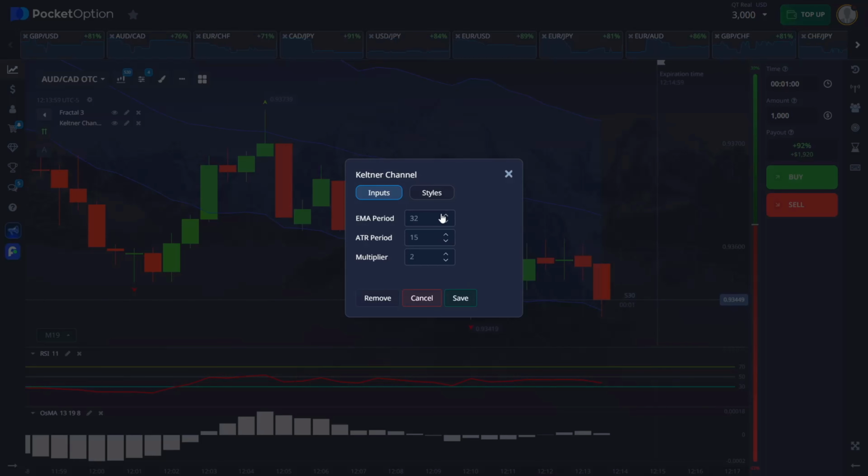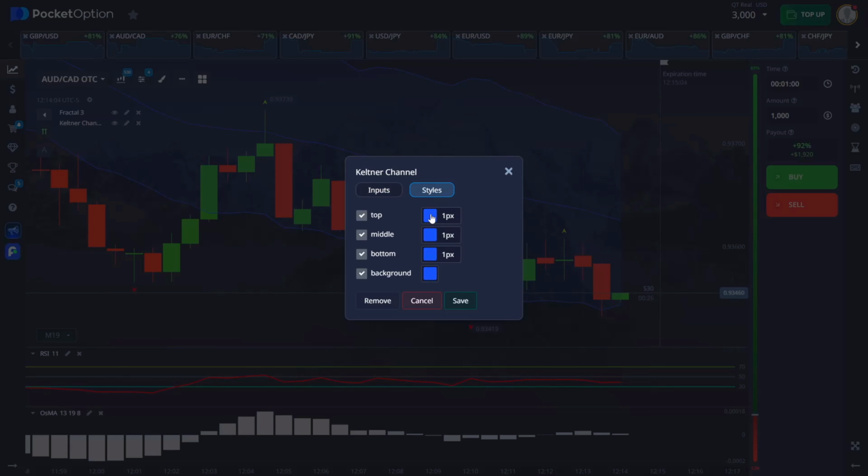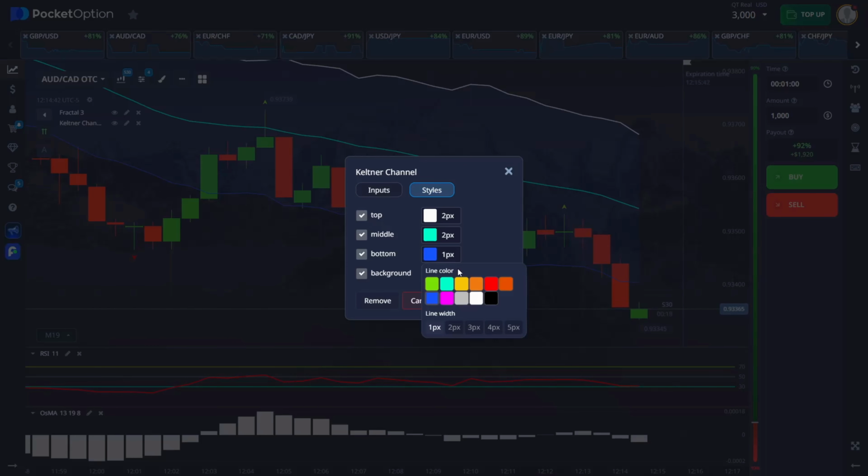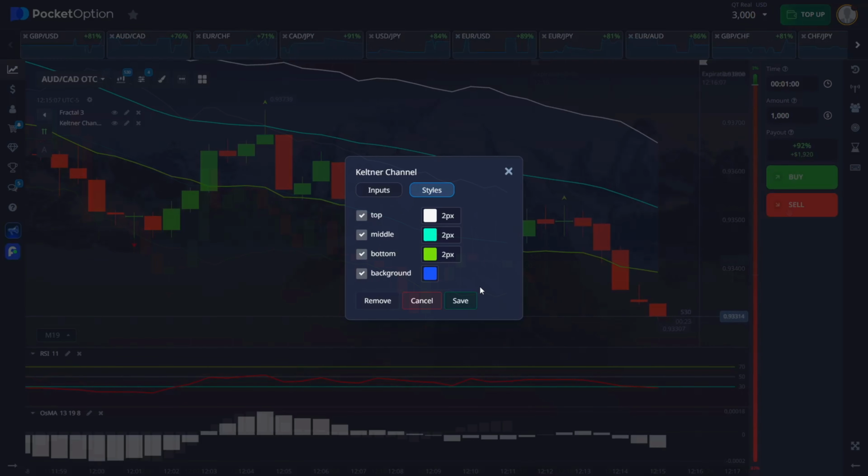Nice. So these are very good settings for this, guys. The colors, you can change the colors if you want. Me personally, I'm going to change the colors because I just like it to look very, very clean, you know what I mean? For the lower one, I'm going to change it to 2 pixel, and I'm going to select green for the lower one right here, and then I'm going to just hit save.